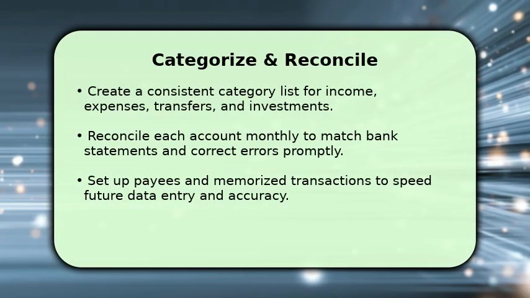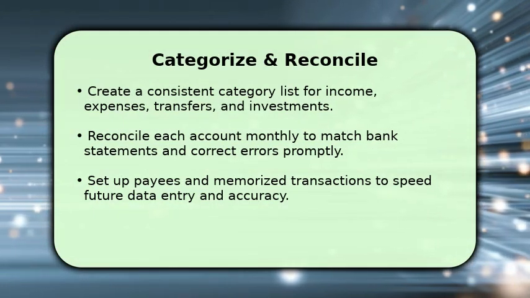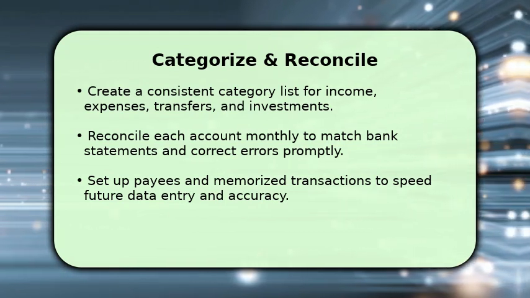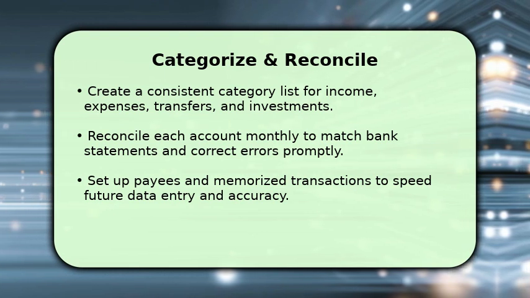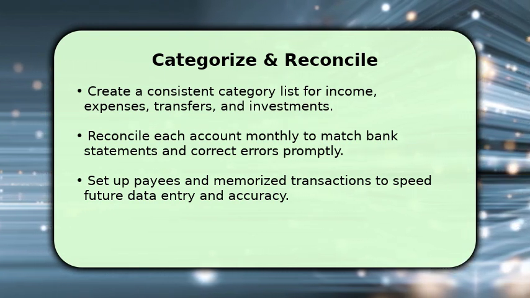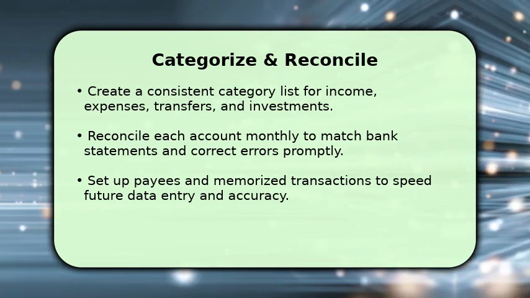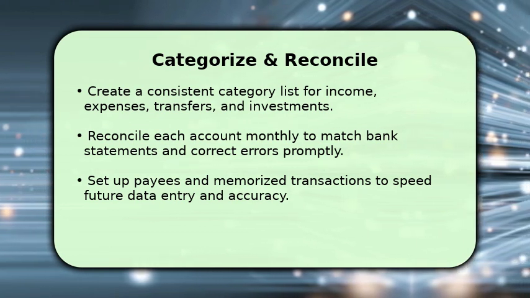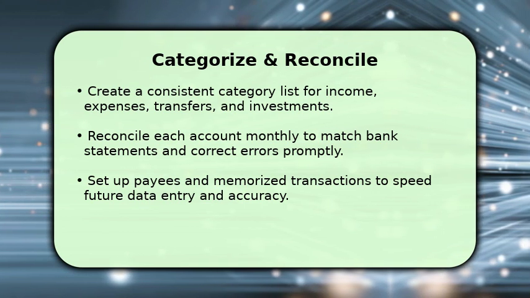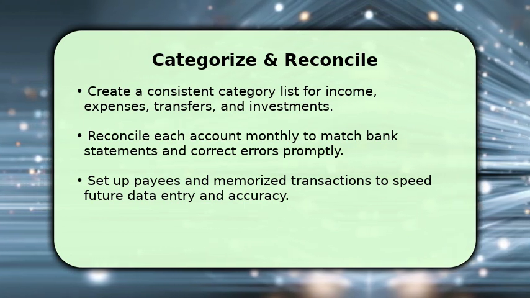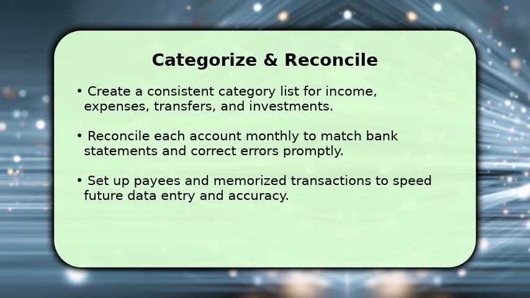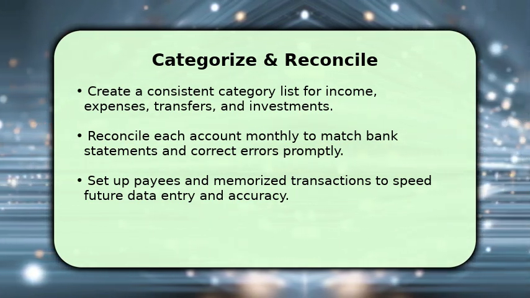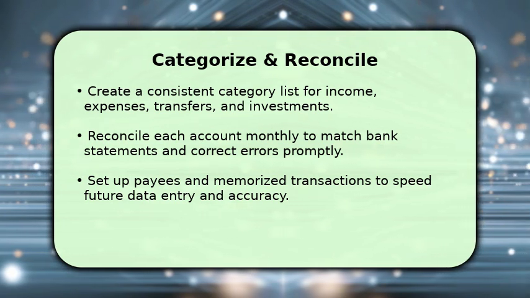Build a clear category list and apply it consistently when categorizing transactions, covering income, expenses, transfers, and investment activity. Reconcile each account every month against your bank or credit card statement to catch errors and duplicate entries. Add frequent payees and create memorized transactions for recurring bills so future entries are automatic. Regularly review reports to spot unusual categories or spending trends and adjust categories as your finances evolve.